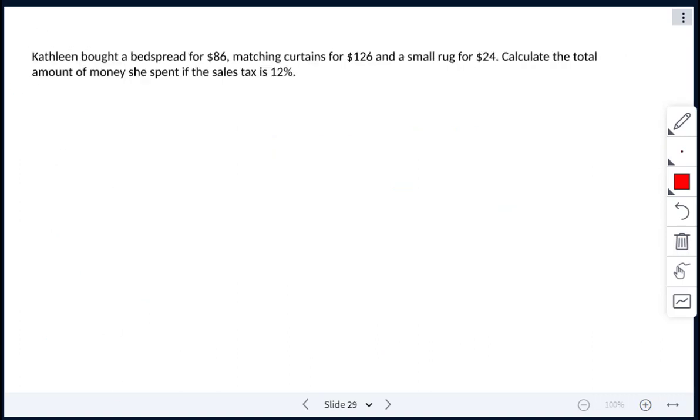All right, so for this question, the first thing we have to do is add up all three amounts. So we have the 86 plus the 126 plus 24. That's the total amount of $236. That's before the sales tax. The sales tax is 12%.